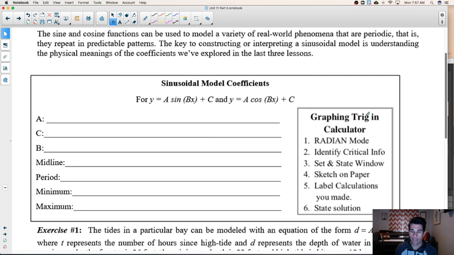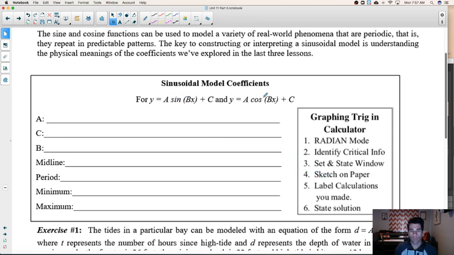So here are some notes to make sure that you know how to use the graphing calculator. Make sure that it is in radian mode, so remember, hit that mode button, go down over to radian, make sure it's there and not in degree mode. Identify your critical info, that would be your maxes and your mins to help with your window. Remember that for the x's, you're hitting that pi button, whether you're going to 2 pi or 4 pi. Sketch it on paper using some of those critical values, and then label everything, which we're going to take a look at today.